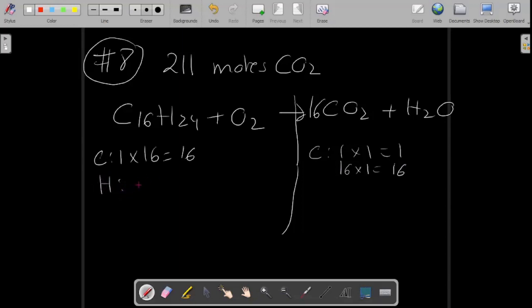So hydrogen is the next element that we need to make sure it's balanced. So 1 times 24 equals 24. On the other side, we have 1 times 2 equals 2. That's not balanced either, but if we put a 12 here, then I'm going to have 12 times 2 equals 24, which makes it balanced. We have now the oxygen to do.